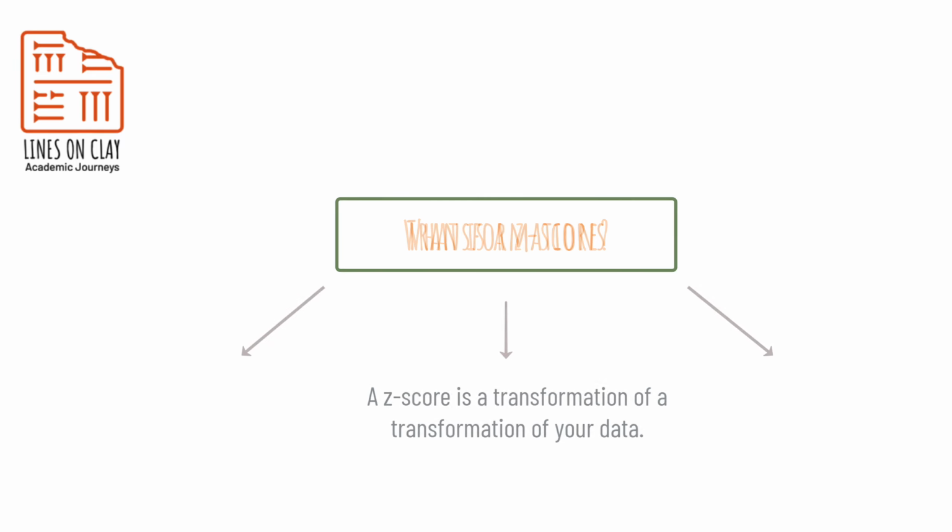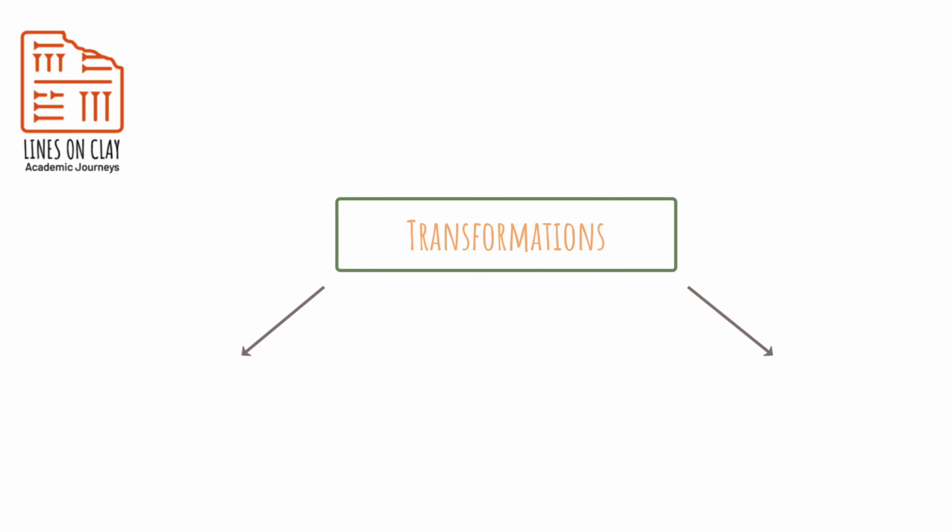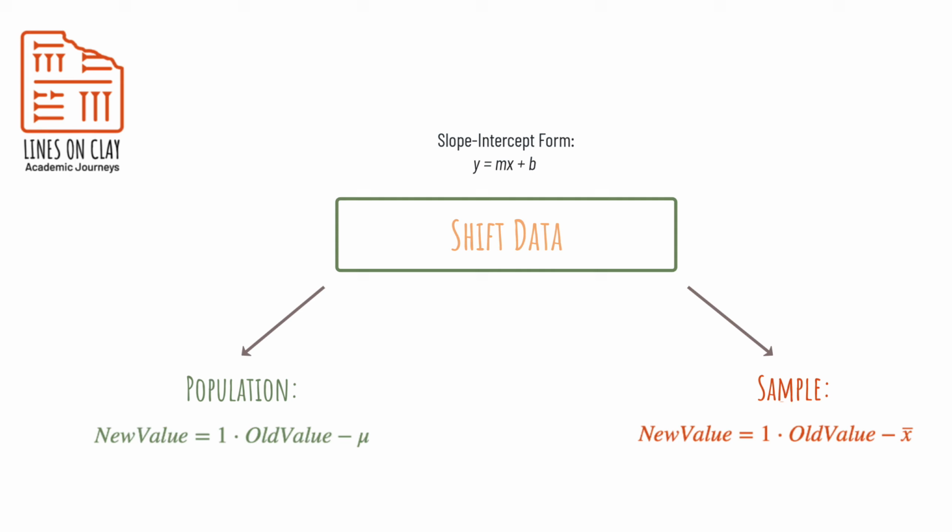There are really two transformations in play. The first is a shift in all of your data points, and the second is a scaling of that new data set, or a rescaling, as it were. Let's take a look at what's going on.